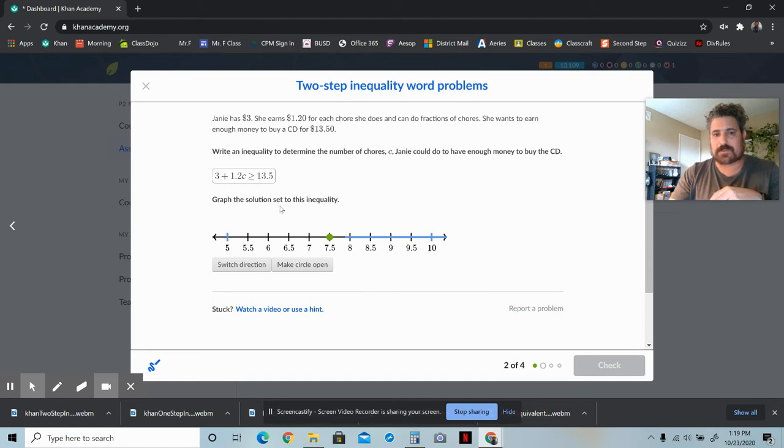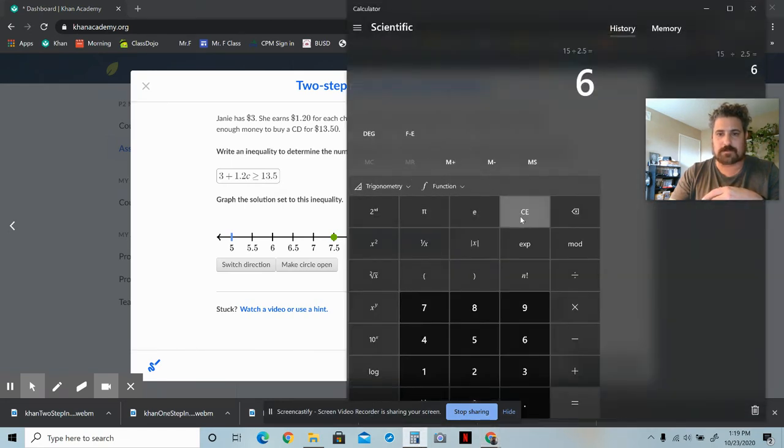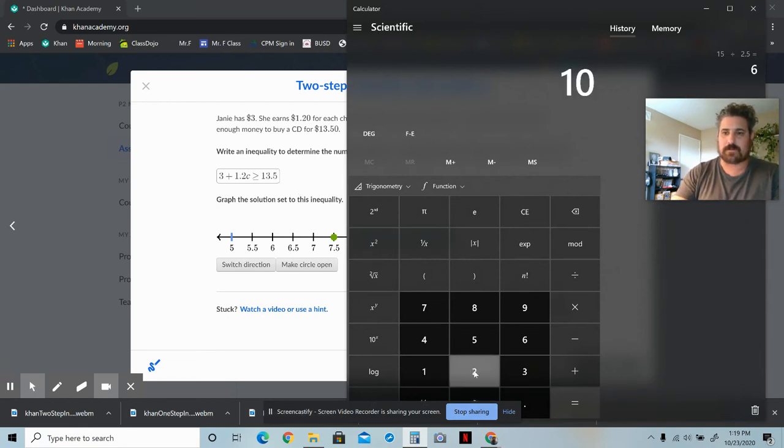And then it says graph the solution set to this inequality. Well, we got to take this value here and move it around, right? Now, where is it going to go? Ultimately, if we wanted to solve this problem, we're going to want to undo the plus 3, so minus 3. So what you get is 1.2c is greater than or equal to 13.5 minus 3, which is going to be 10.5. And then you're going to divide by the 1.2.